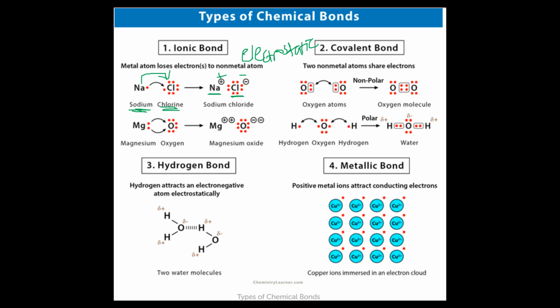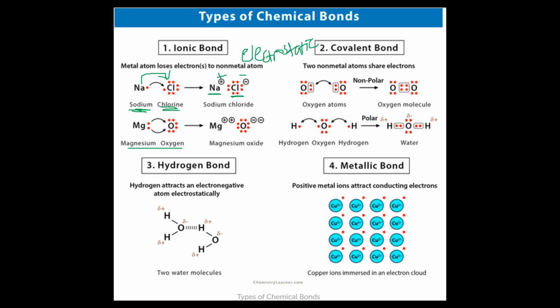Electrostatic connection. Essentially, this is a connection where a positively charged substance attracts a negatively charged substance. In the case of sodium chloride, only one electron is traveling. But here's another example in magnesium oxide.